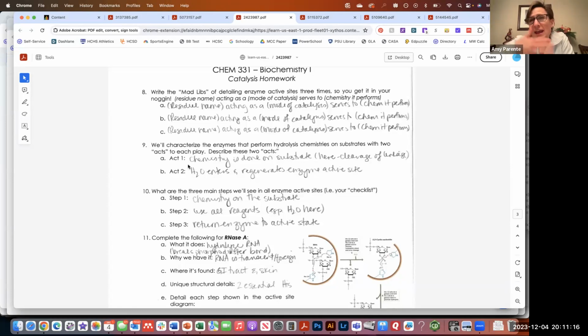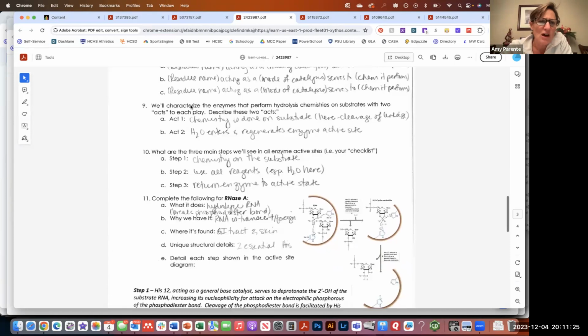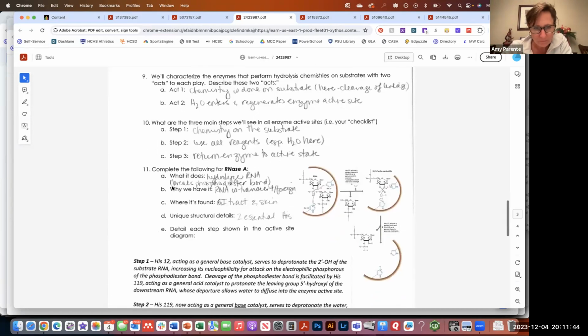Understanding that, you won't have the entirety of an enzyme active site in terms of all the steps, but when we role played these, we saw that there were generally two acts. The first act is we do chemistry on the substrate. The second act is we have water coming in and basically regenerating the enzyme active site. So chemistry on the substrate, using all the reagents, which is often water and the enzymes that we've learned, and then returning the enzyme to its active state.